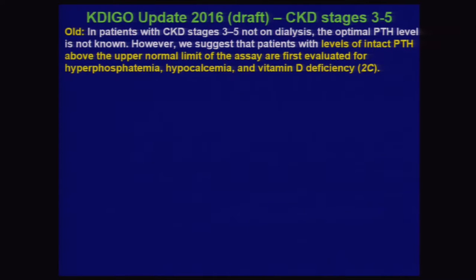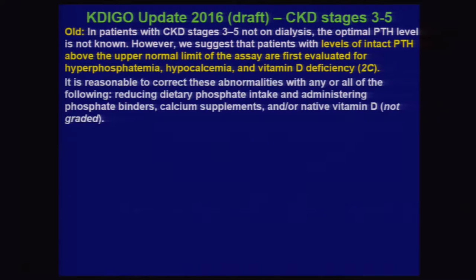So in 2013, we had a guideline on treating PTH, and the old guideline is as follows. In patients with CKD stages 3 through 5 not on dialysis, the optimal PTH level is not known. However, we suggest that patients with levels of intact PTH above the upper limit of normal for the assay are first evaluated for hyperphosphatemia, hypocalcemia, and vitamin D deficiency. It was also stated that it is reasonable to correct these abnormalities by reducing dietary phosphate intake, phosphate binders, calcium supplements, and/or native vitamin D. And this recommendation was not graded.